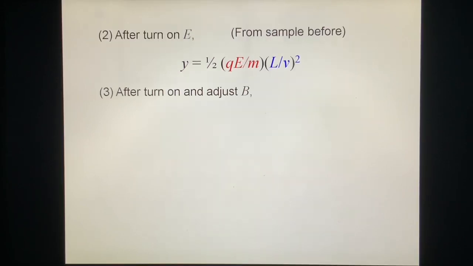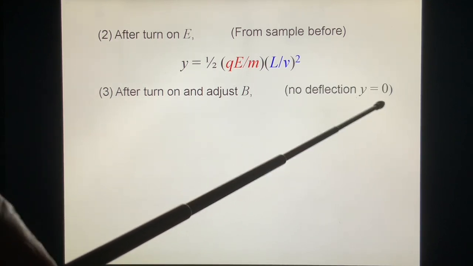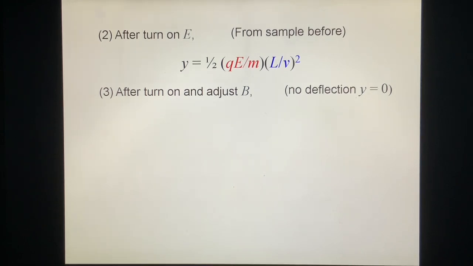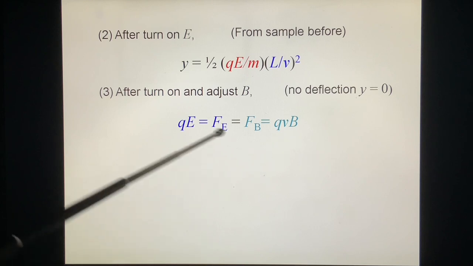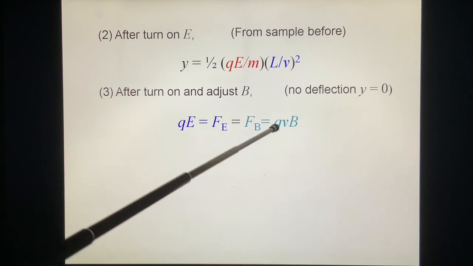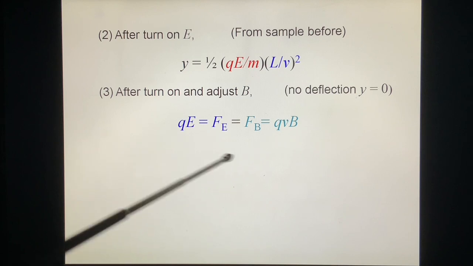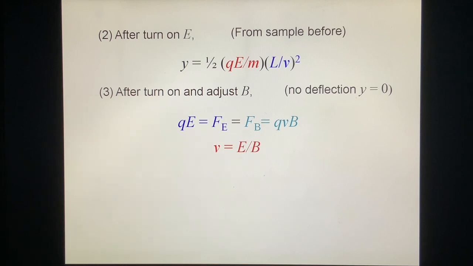After turning on and adjusting B, we see there is no deflection y. It goes back to the original position. What does it mean? The force from the magnetic field is equal to the force from the electric field, with opposite direction. So Fe is QE, Fb equals QVB, and they are equal. That means QE equals QVB. The Q cancels out, and E, V, B have a relationship: V is E over B. Now we can measure E and B, and we know the velocity of the electron.